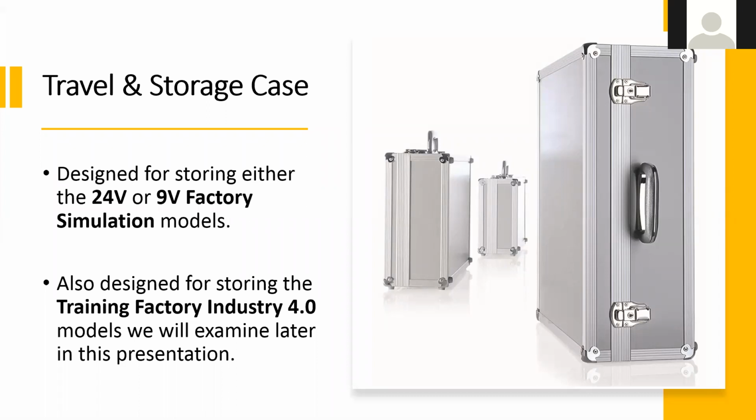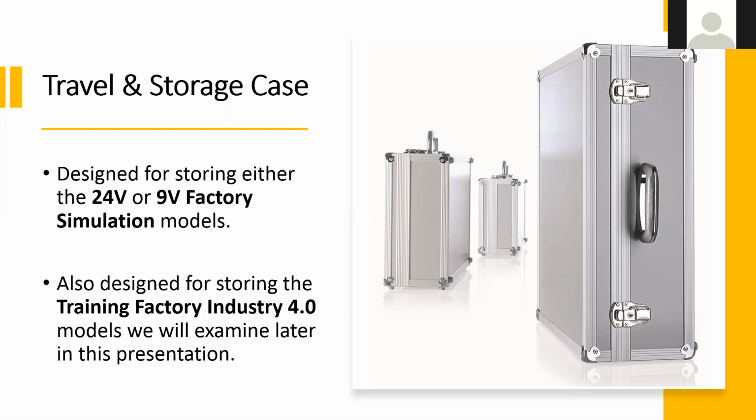Now, before we move on to the next group of models, I do want to mention that there is a storage option available for those users of either of the 2 factory simulations we've just discussed, who might need to transport the model or who wish to protect it when not in use. The travel case consists of an aluminum case maker profile with plastic plates and steel ball corners, as well as 4 steel tilt handles and angle protection corners.